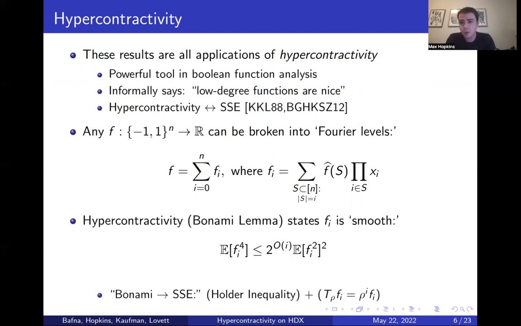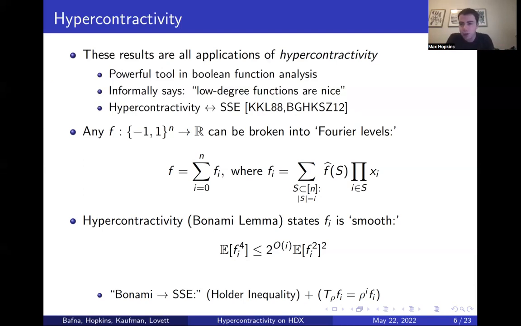And hypercontractivity, or here I'll be referring to something called the Bonami lemma, a very basic form of hypercontractivity, basically states that for reasonably small i, these degree i portions of f, these f_i, are smooth in some sense. In particular, their 4-norm is upper bounded by 2^O(i) times their 2-norm. And this basically means they're smooth because if the function were spiky or weirdly concentrated, when you increase the q-norm, as you increase q from 2 to 4, the function would spike up drastically. So this inequality is basically a smoothness statement, a niceness statement about f_i.